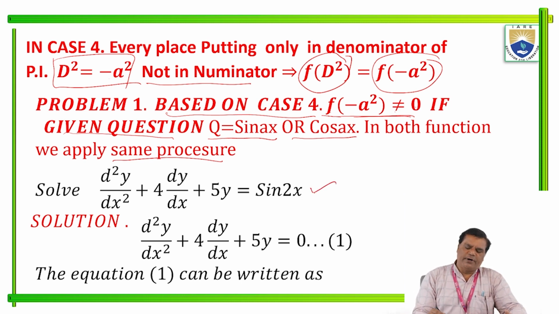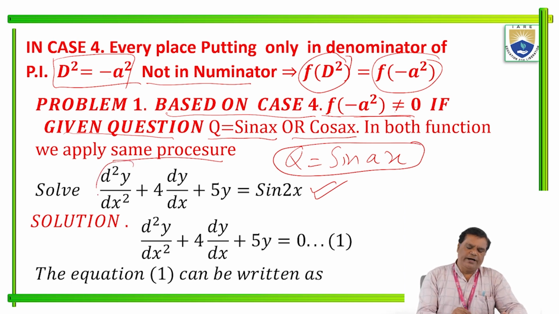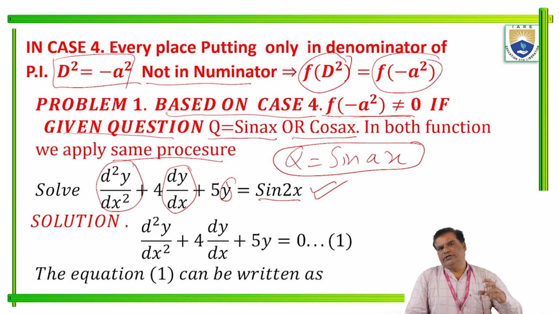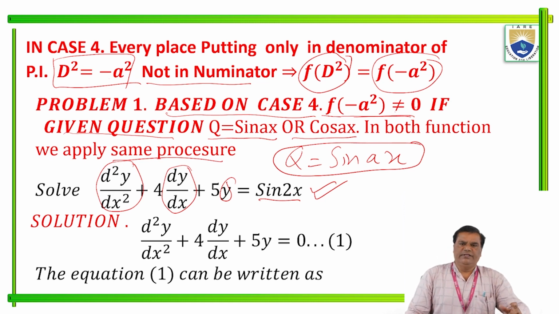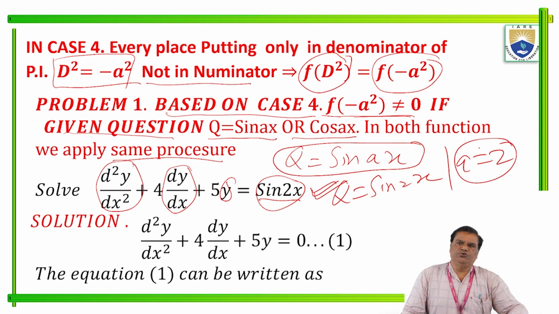So I am solving one problem depending on q equal to sin ax. Solve d2y over dx2 plus 4 dy over dx plus 5y equal to sin 2x. This is the question. This is a linear differential equation of second order with constant coefficients. And in this question, the right hand side is also given, meaning the value of q is given. The value of q is sin 2x. So a is 2 here.